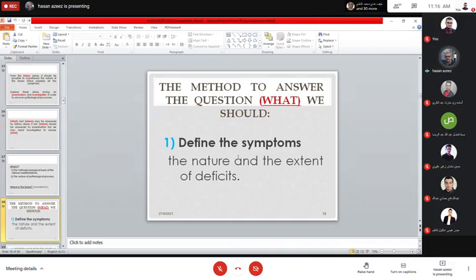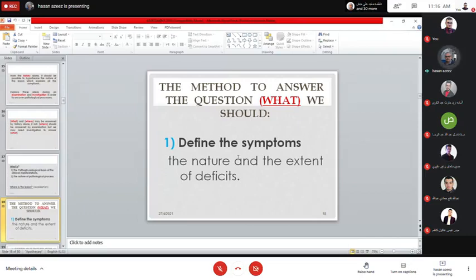But what is the method to answer these two questions in history? First, define the symptom. We should know the nature and the extent of the deficit. Many patients complain to the doctor, "I am dizzy." But what does he mean by dizzy?